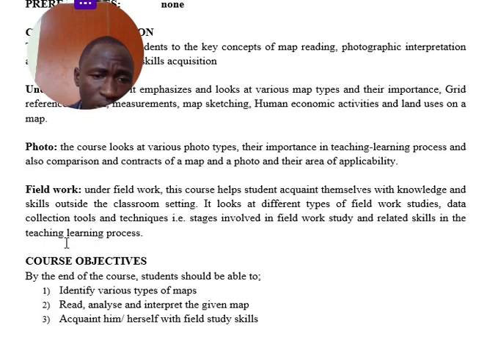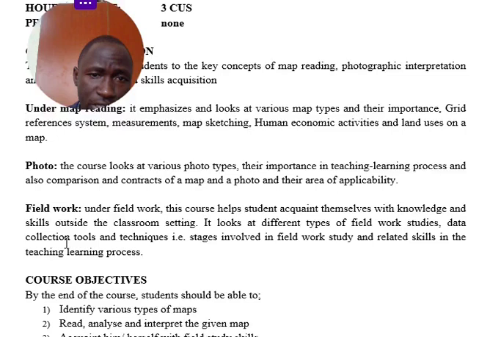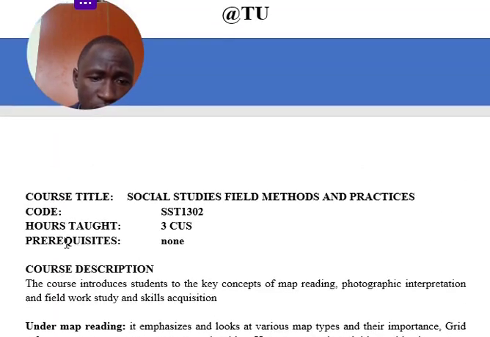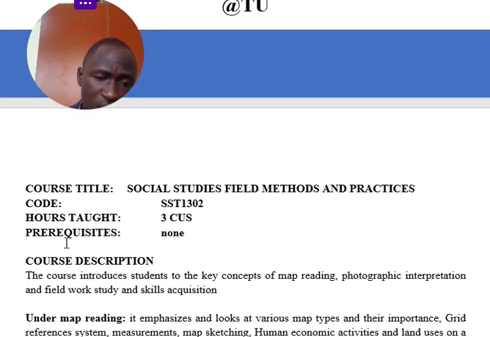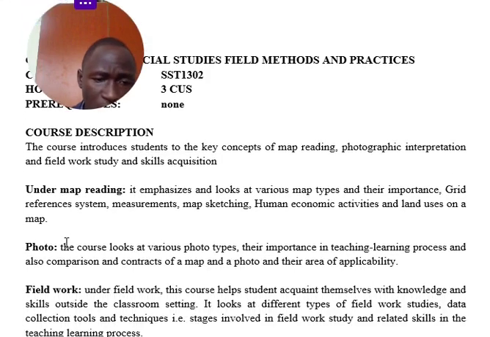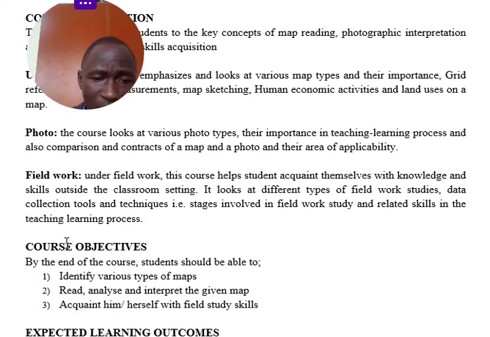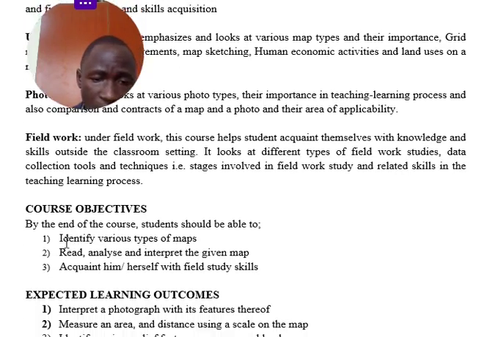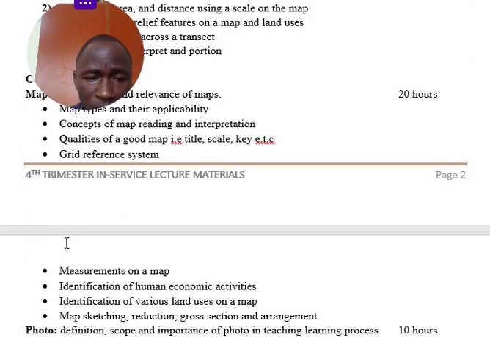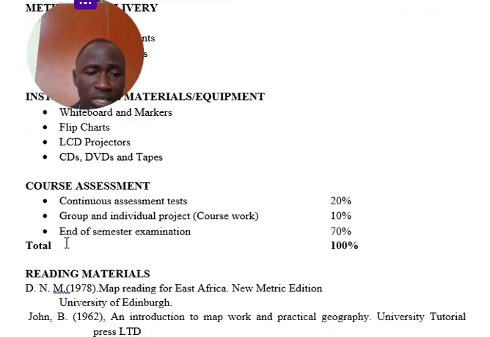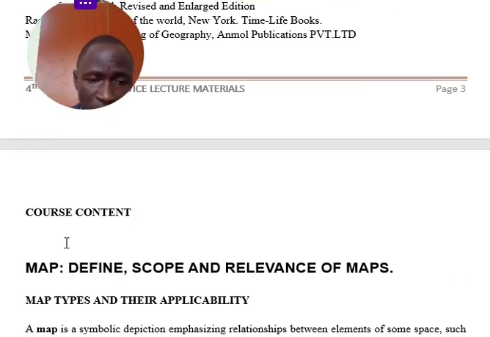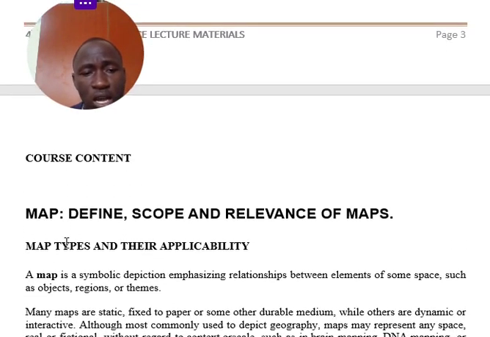Our emphasis this time around, we are going to be looking at something new, different things up there. If we look at our course description, we are going to be looking at maps. Then we talk about photographs, we mention fieldwork, and also other aspects in line with our coverage. When we start, we are going to be looking at maps as our first unit.